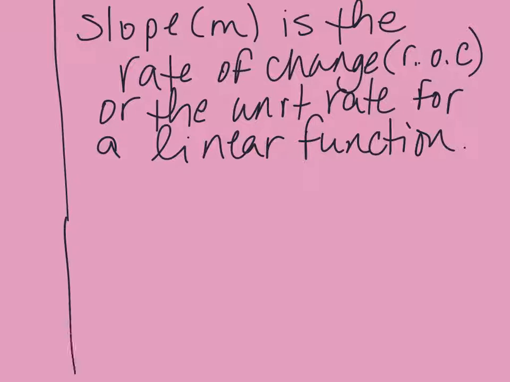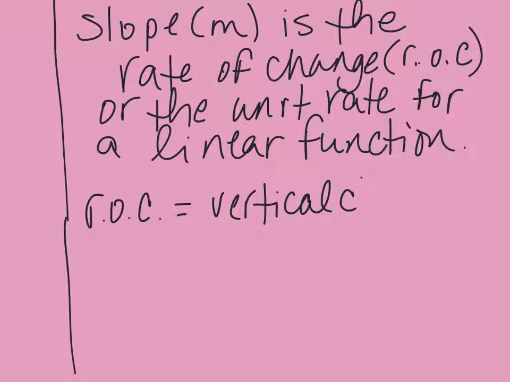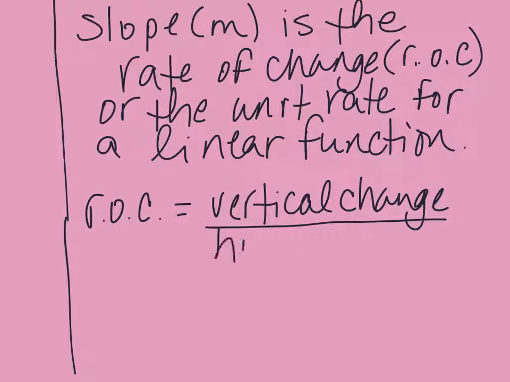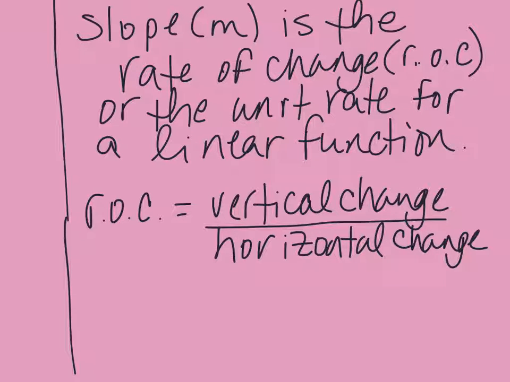Alrighty, so remember that to find the rate of change, or the slope, or the unit rate, or the constant rate of change, we compare the vertical change to the horizontal change. So you can find the slope of any piece of a graph between any 2 points. As long as you have a line segment there, you can find the slope.